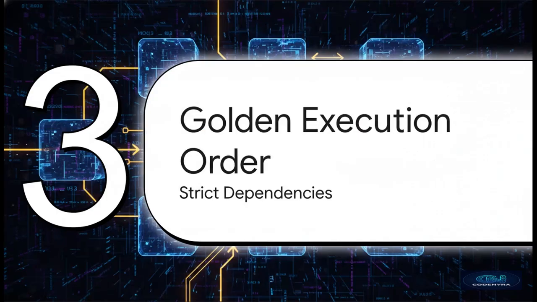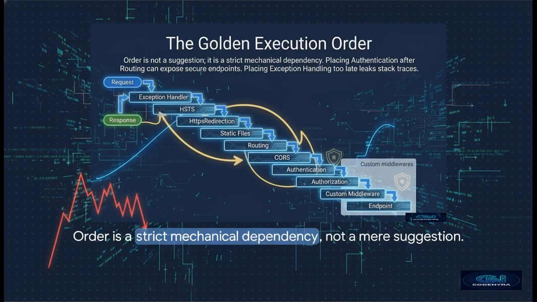Which brings us to Section 3, the Golden Execution Order, Strict Dependencies. Because these nodes are sequential, the order we place them in is absolutely critical. I really cannot emphasize this enough. Order is not a suggestion, it is a strict mechanical dependency. Exception handling must be at the very top so it can catch errors bubbling up from anywhere deeper in the pipeline. If you accidentally put routing before authentication, you could totally expose secure endpoints. No way do you want that.